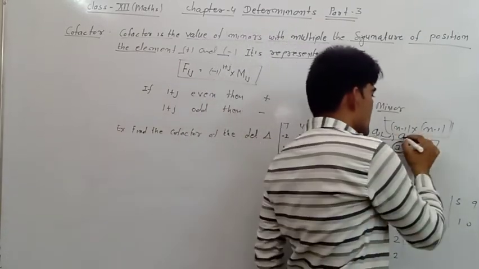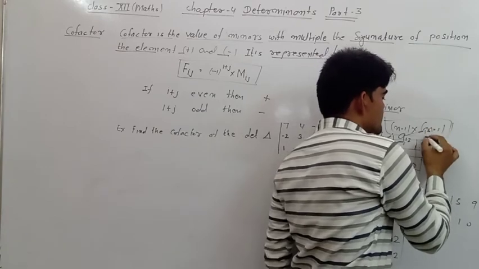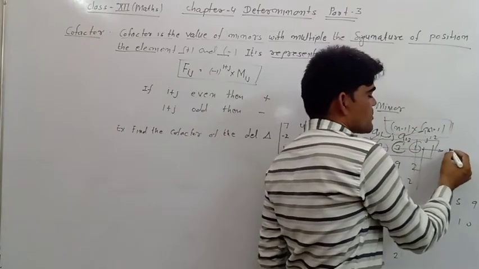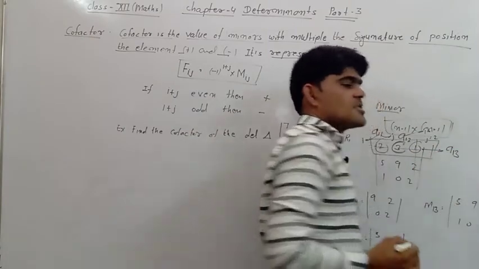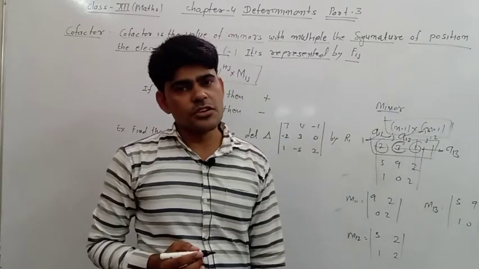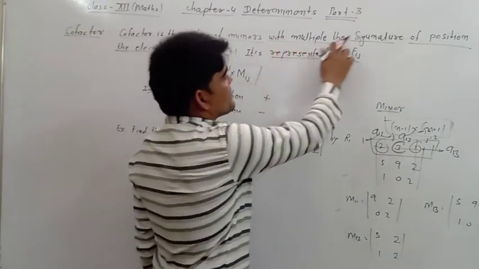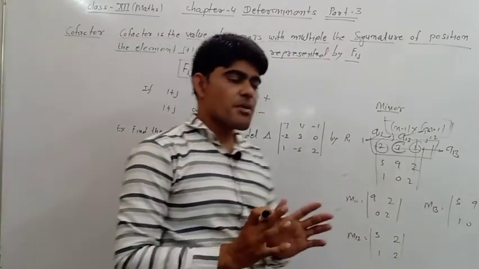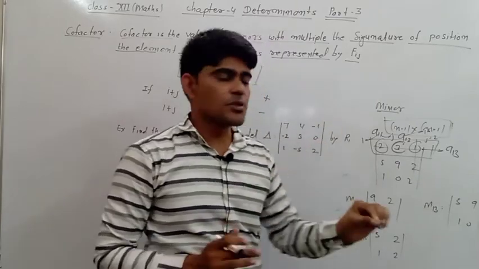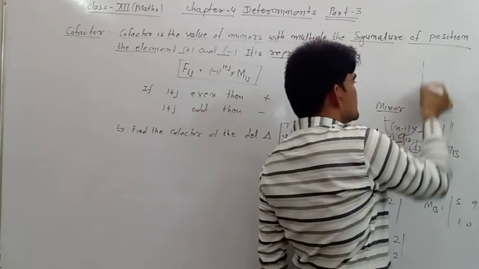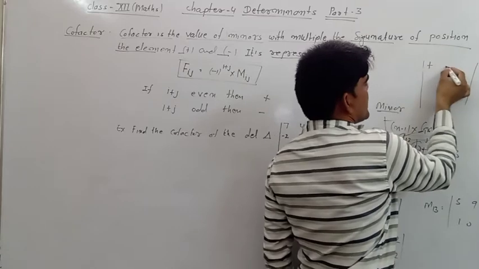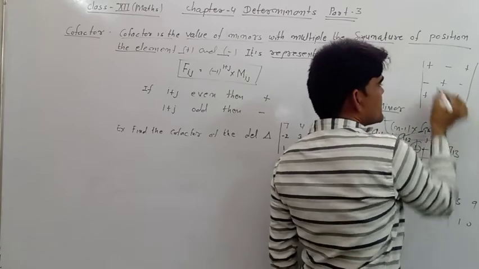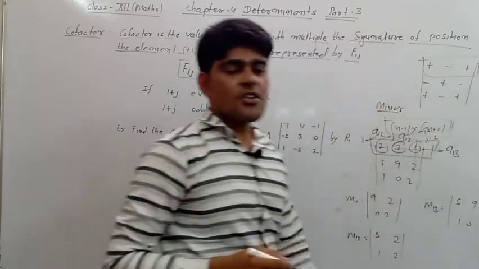So i equals 1 and j equals 2. Similarly for element 1, its position is A13, so i equals 1 and j equals 3. Multiply with the sign of the position of the element. When we expand a determinant of order 3 into 3, we use this rule: plus, minus, plus, minus, plus, minus, plus, minus, plus.